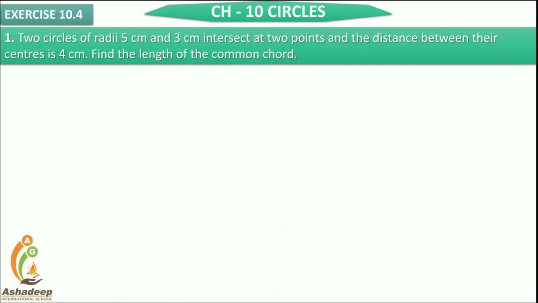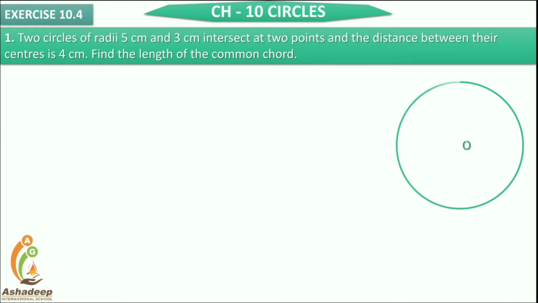Now question number 1. Two circles of radius 5 and 3 centimeter intersect at 2 points and the distance between their centers is 4 centimeter. Find out the length of the common chord.